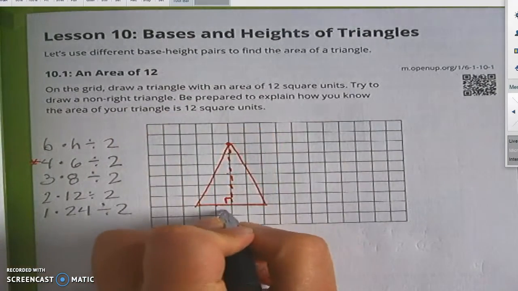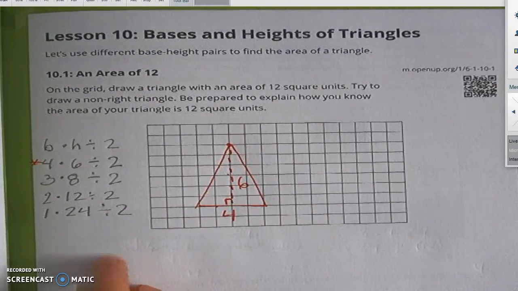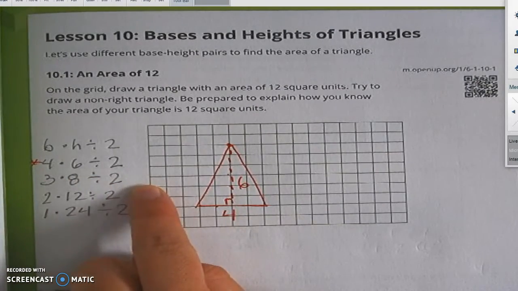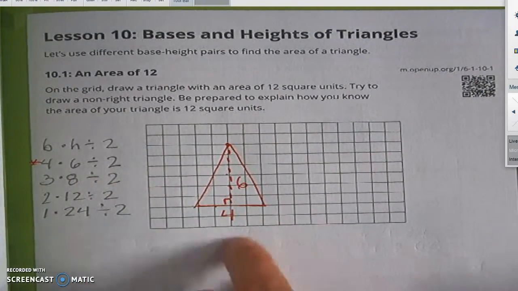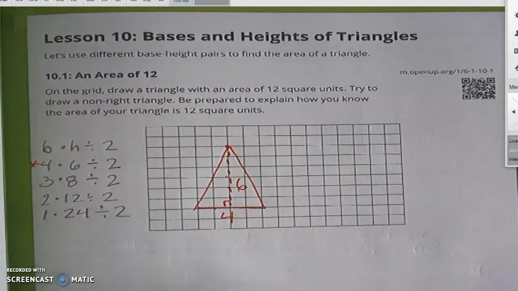So here my base was 4, my height was 6, and I know that it has an area of 12 square units because 4 times 6 divided by 2 gives me 12. So if you made one that when you multiply the base times the height it gave you 12, then you need to redraw it.